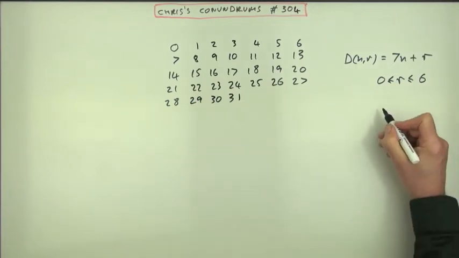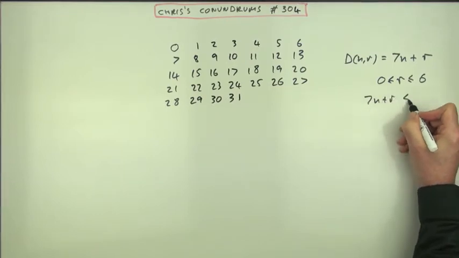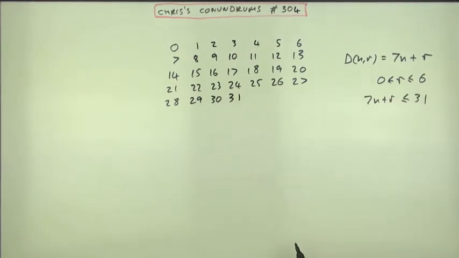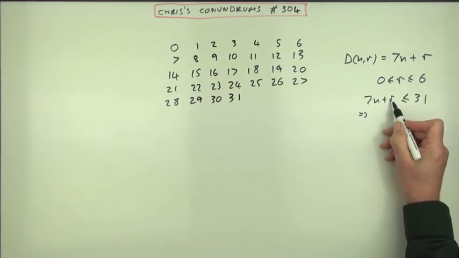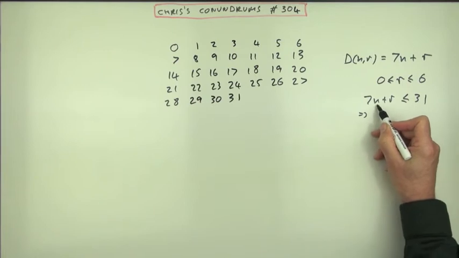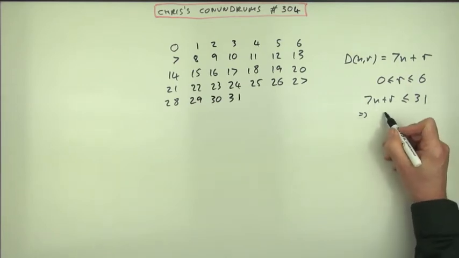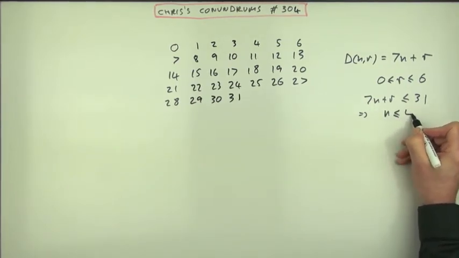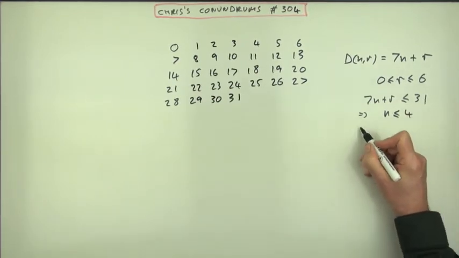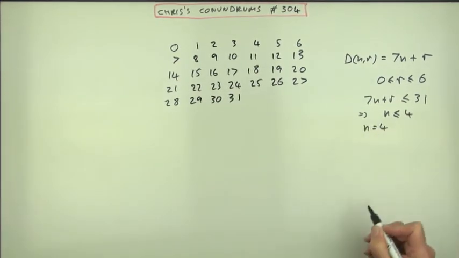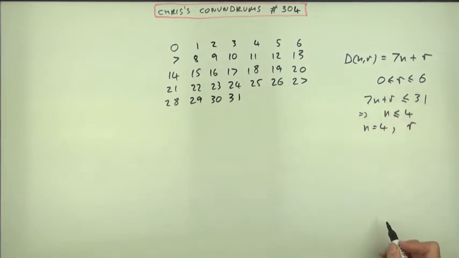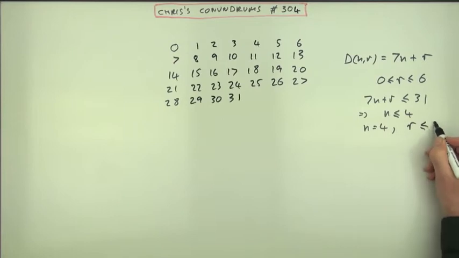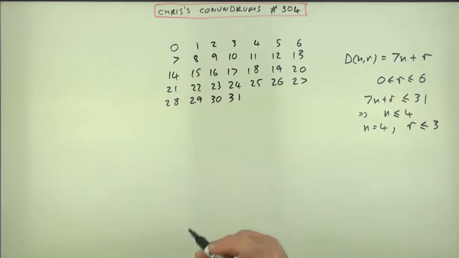And the formula for the date can't exceed 31. That's the maximum number of days in a month, which means straight away, independently of what r is, n can't be greater than 4, because 7 fives are 35. So n has to be less than or equal to 4. And for n equal to 4, which is its biggest number, that's 28, that only leaves 3 for r. So for n equals 4, r has to be less than or equal to 3. We'll need that later.